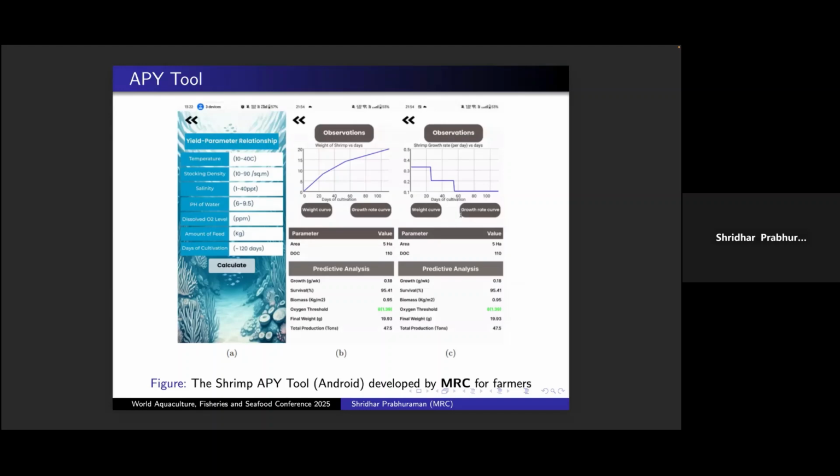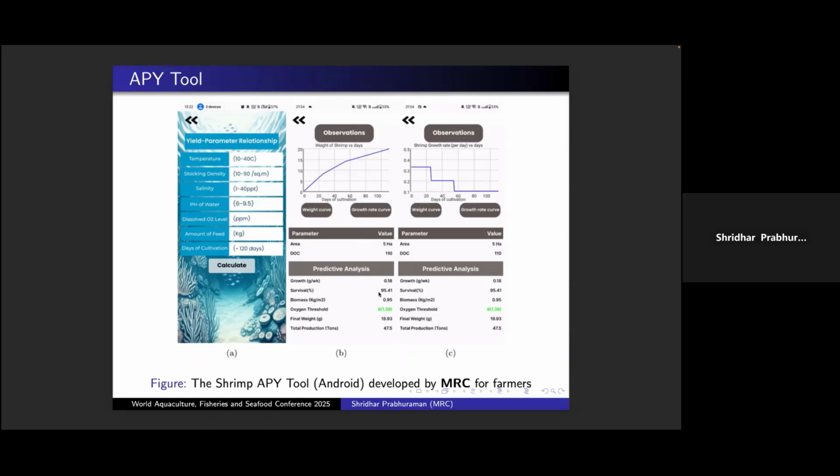Now coming to the application that we developed, a handheld Android application which has this model incorporated into it. As a farmer, you essentially input the temperature, stocking density, salinity, pH of the water, the amount of feed, and the rough days of cultivation. The application will showcase the weight curve and the growth rate curve, which tells you how much yield and how much survival percentage has been predicted based on the parameters that you have input. So this is phase one, wherein we provide the farmers this tool, and they provide us these things, and we incorporate that into the model.